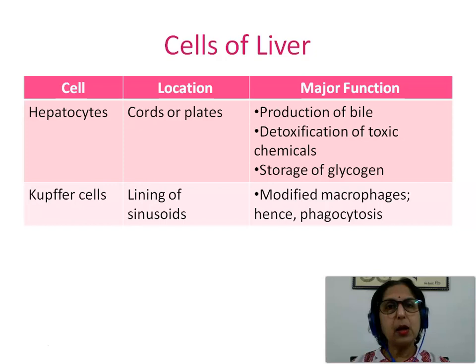Now let us see the different cells which are seen in the liver tissue. We study them as the cell, their location and their major function. Hepatocytes. These are seen in the cords or plates, and their function is that they produce bile, they detoxify toxic chemicals, and they store glycogen. Kupffer cells. These are seen in the lining of the sinusoids. These are modified macrophages, hence they help in phagocytosis.